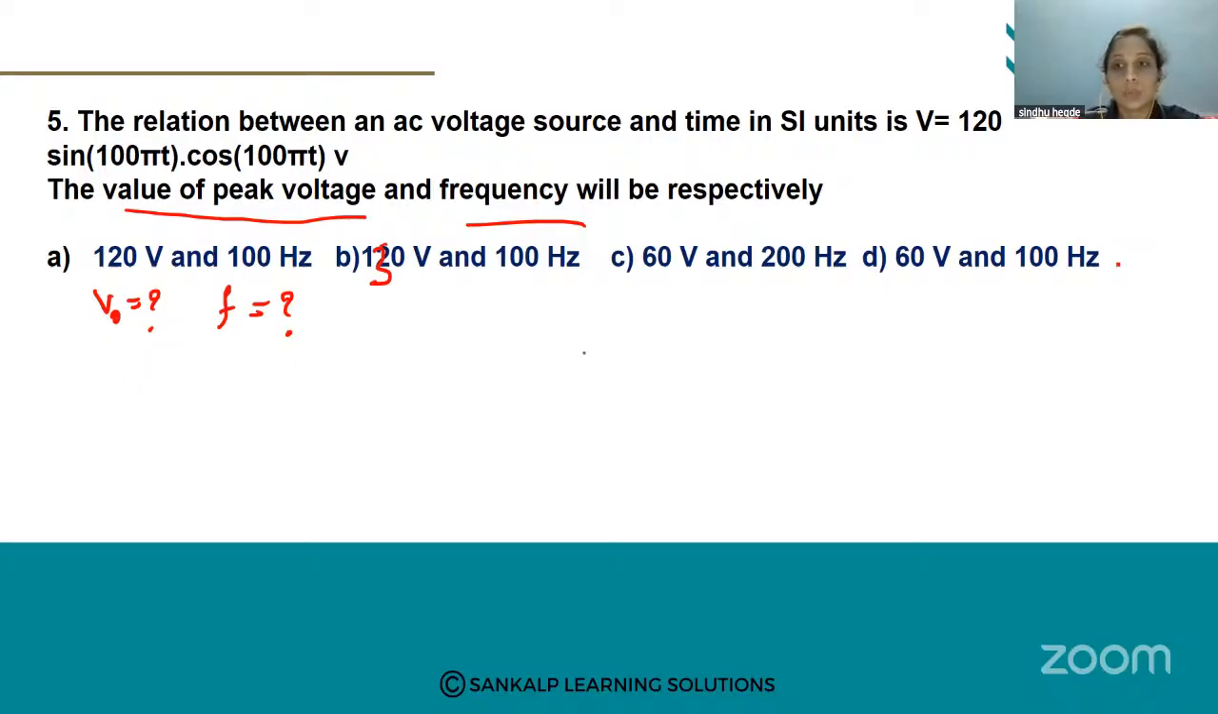Which formula do you have to use here, students, for this peak voltage? Firstly, you should write the given things. What are those? V = 120 sin 100πt cos 100πt volts. This is the given thing, only this they give. We have to calculate the peak voltage and frequency also. One by one, we will see how to calculate.